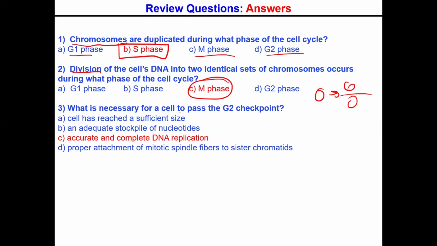What is necessary for a cell to pass the G2 checkpoint? We've got to make sure we have accurate and complete DNA replication. So we want to make sure that our DNA looks exactly the same, so that when we do divide it out, this cell is getting the exact same pieces and this cell is getting the exact same pieces. All right, and that is going to conclude the lecture.